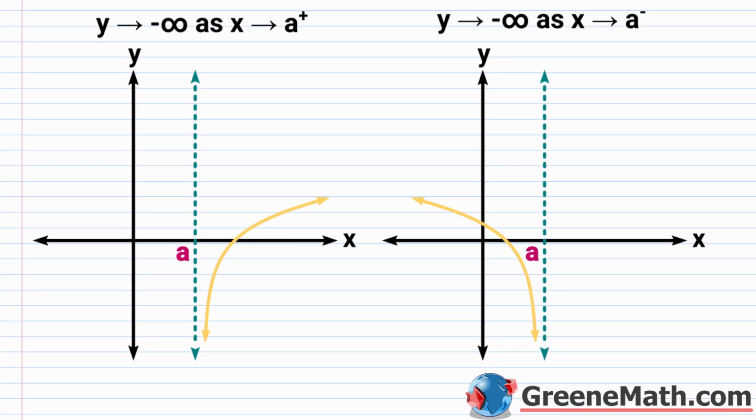Then similarly, we have y approaches negative infinity as x approaches a from the right. Again, this is an x value of a. As the x values get closer and closer to a coming from the right, the y values decrease without bound or approach negative infinity. Then on this one, we have y approaches negative infinity as x approaches a from the left. So as the x values are getting closer and closer to a, again coming from the left, now the y values are decreasing without bound or approaching negative infinity.